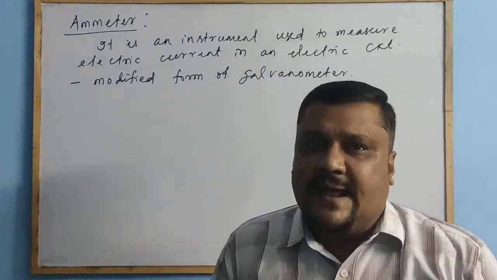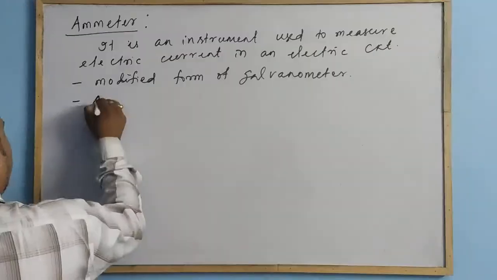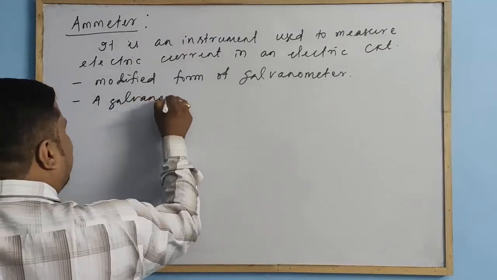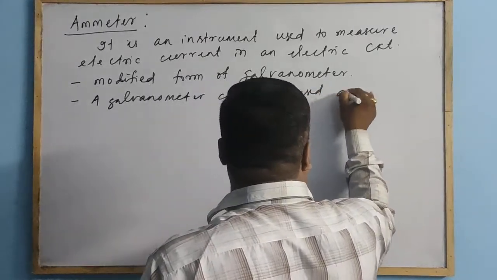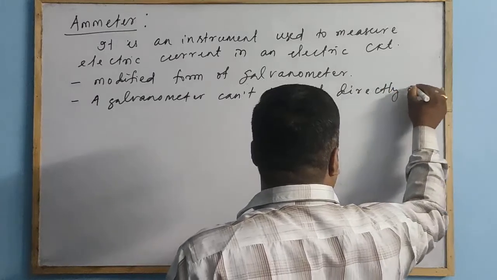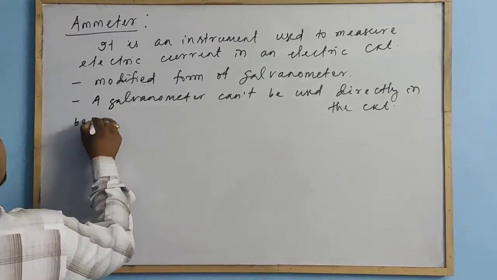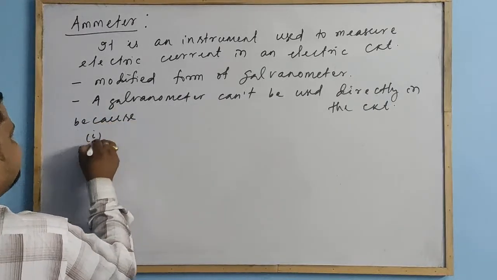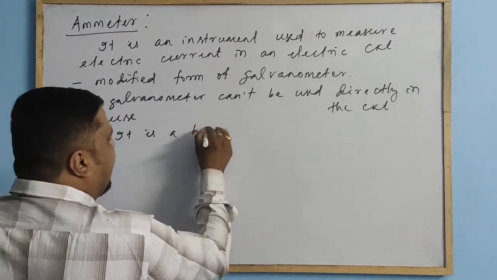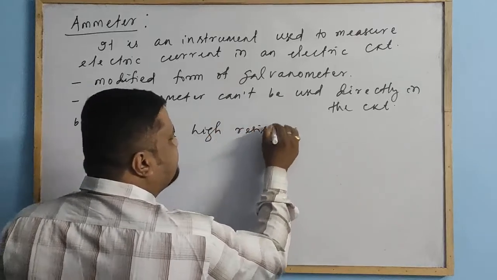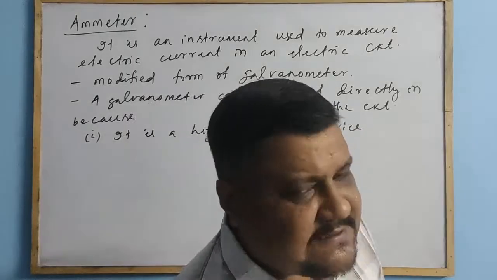So number one is that a galvanometer cannot be used directly in the circuit because it is a high resistance device.